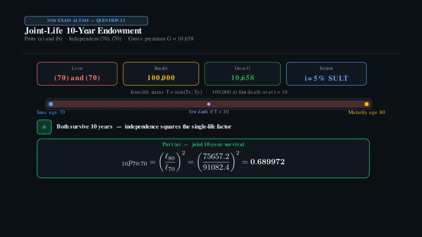This is a joint life 10-year endowment on 2 independent lives, each age 70. The benefit is $100,000, the gross premium G is $10,658, and interest is 5% on the standard ultimate life table. The endowment pays if either life dies during the term or if both are still alive at duration 10.